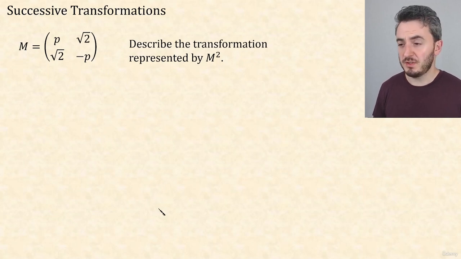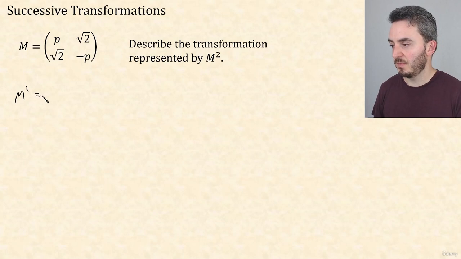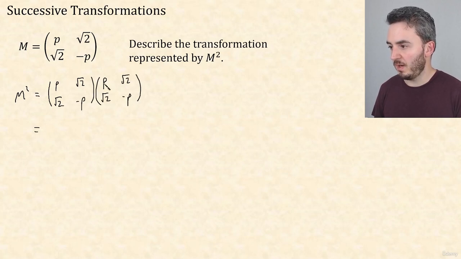Okay, let's have a look at this one here. Describe the transformation represented by M squared. Okay, well, it's obviously going to be in terms of p, because that p is not going to go anywhere. But let's work out what M squared is. So we're just going to multiply this matrix by itself. And what do we get? Well, we get p squared plus 2, and then we get root 2p minus root 2p, so 0. Down here we get root 2p minus root 2p, so 0. And finally we get 2 plus p squared, or p squared plus 2.